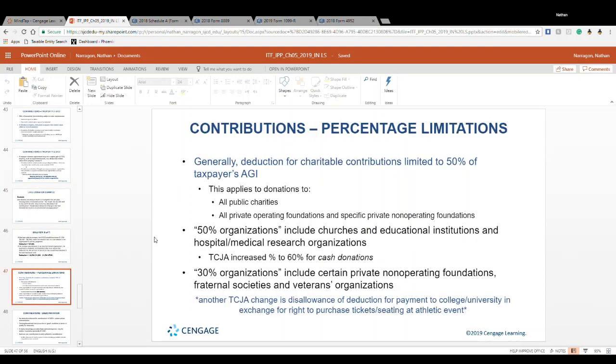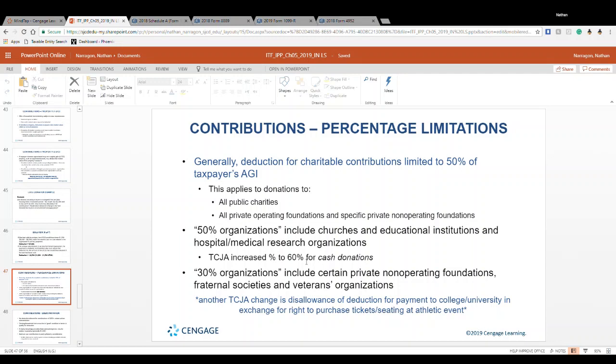It can appreciate. Okay, so there are certain percentage limitations, and generally deductions for charitable contributions are limited to 50% of the taxpayer's AGI. So now we've got 50% to deal with. A lot of limits on that itemized. This applies to donations to any and all public charities and all private operating foundations and specific private non-operating foundations. 50% organizations really do include churches and educational institutions. So we are limited to 50%. TCJA increased the percentage to 60% for cash donations. So if it's property, 50%.